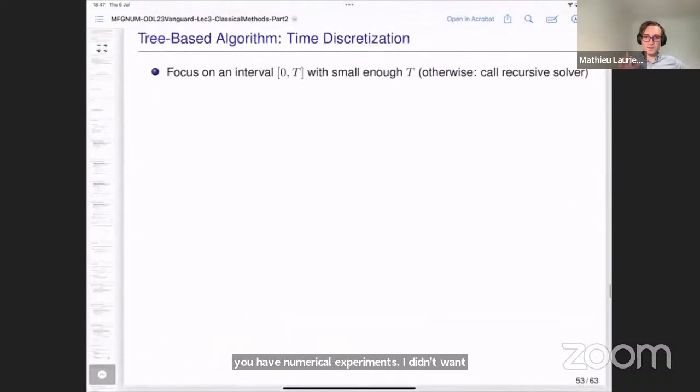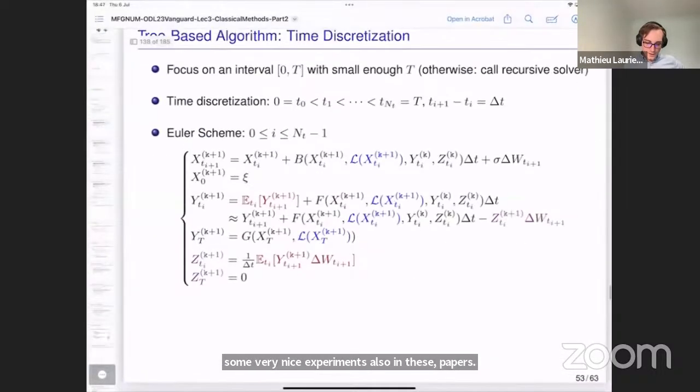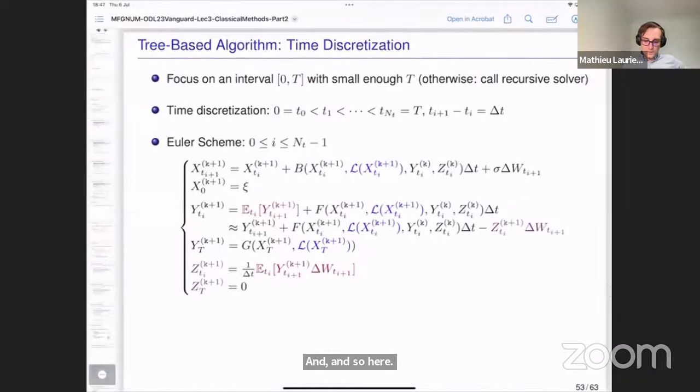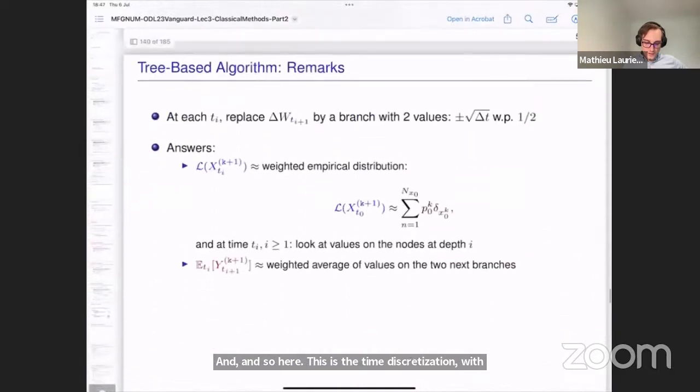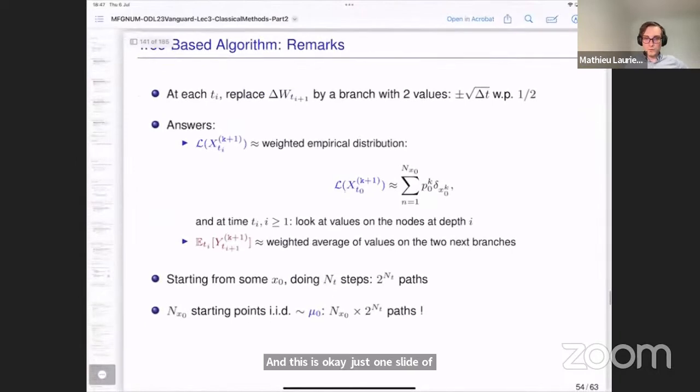I didn't want to steal the figures from other people's work, but there are some very nice experiments also in these papers. And here, this is the time discretization with the tree-based method. Just one slide of remarks. You can compute the law by taking a weighted sum. You have possible locations, which are the points given by the tree, and you take a weighted version of that, and this gives an approximation of the law of X.